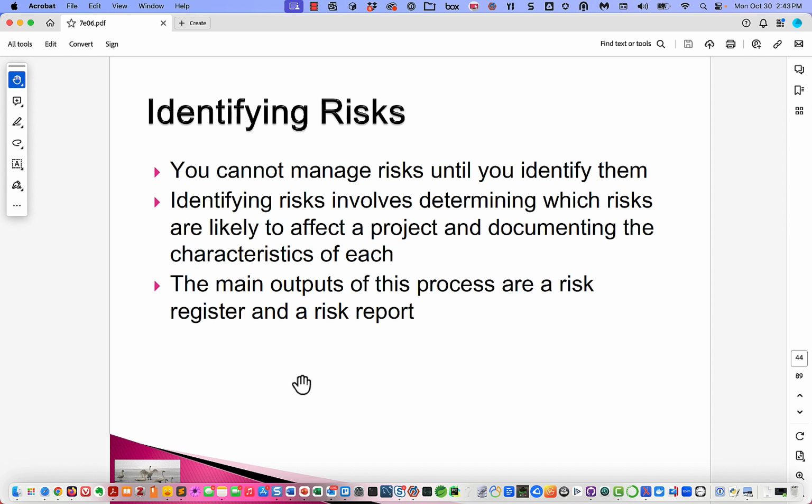Identifying the risks. So you can't manage the risks until you identify them. Identifying the risks involves determining which risks are likely to affect a project and documenting the characteristics of each. This is a perfect thing for a brainstorming activity. The main outputs of this are a risk register and a risk report.